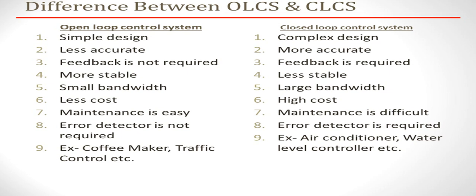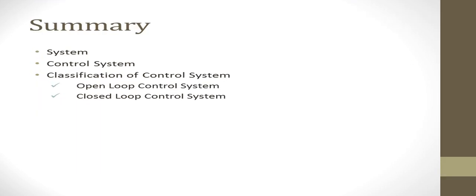Cost of open loop system is less, and cost of closed loop system is high. Maintenance of open loop system is easy, and in closed loop system maintenance is difficult. Error detector is not required in open loop system. In closed loop system, error detector is required. Examples of open loop system are coffee maker, traffic control, etc. And closed loop system examples are air conditioner, water level controller, etc.